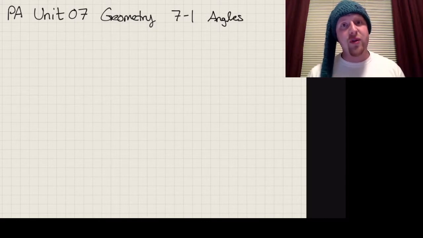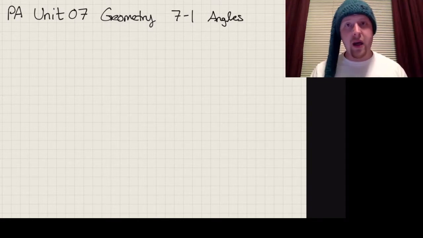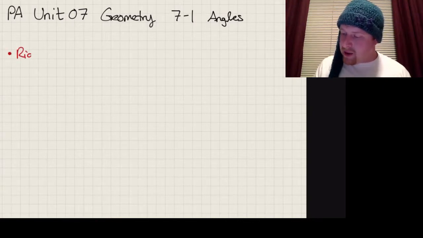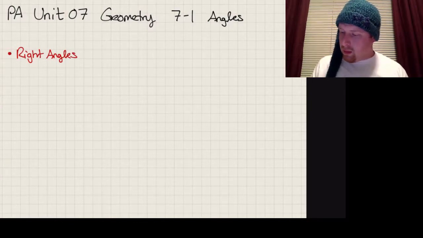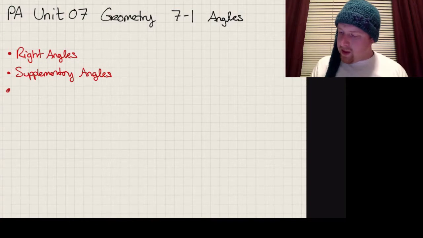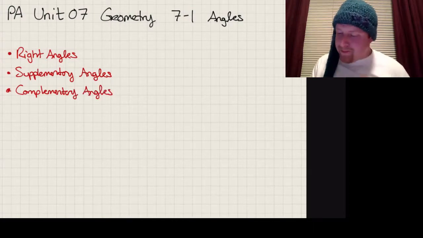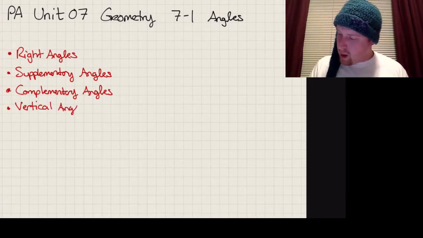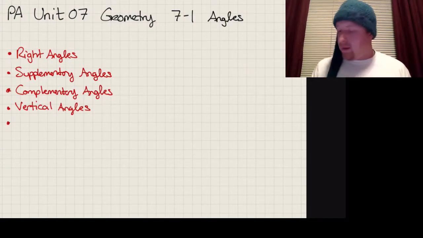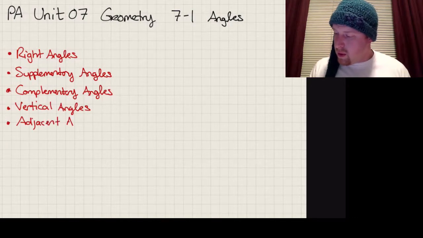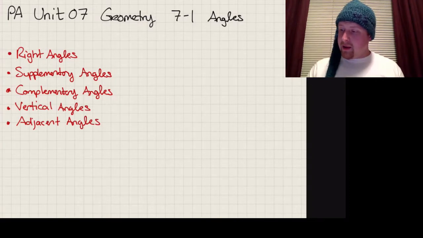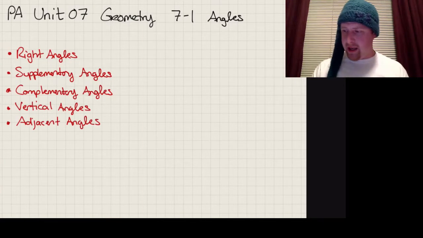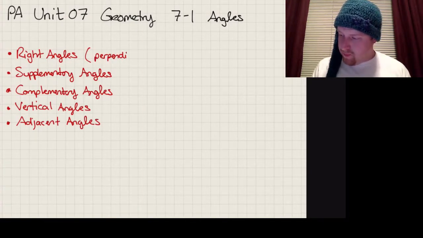We are going to be looking in this video at several different vocabulary terms. The terms that we're going to be focused on primarily are going to be here on the screen in red, and they are right angles, something called supplementary angles, complementary angles, vertical angles, adjacent angles, and actually, this doesn't necessarily fall into lines, more along the lines of right angles, but perpendicular lines.